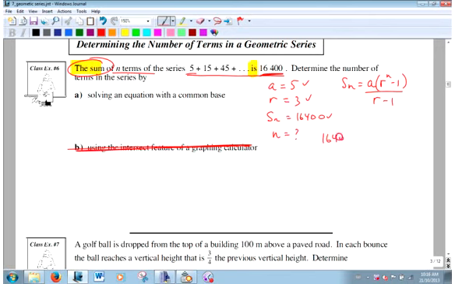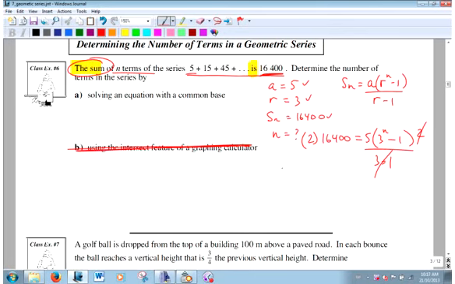Okay, so the sum, 16,400, is a times 3 to the n. Now don't make the minus 1 an exponent. I see that time and time again. Over r minus 1. Okay, solve this guy for n. Do we know how to do logarithms? Okay, looks like one of these guess and check ones, right? Okay, but first, get rid of this. This is 2. So multiply both sides by 2, and 2 divided by 2, it's gone.